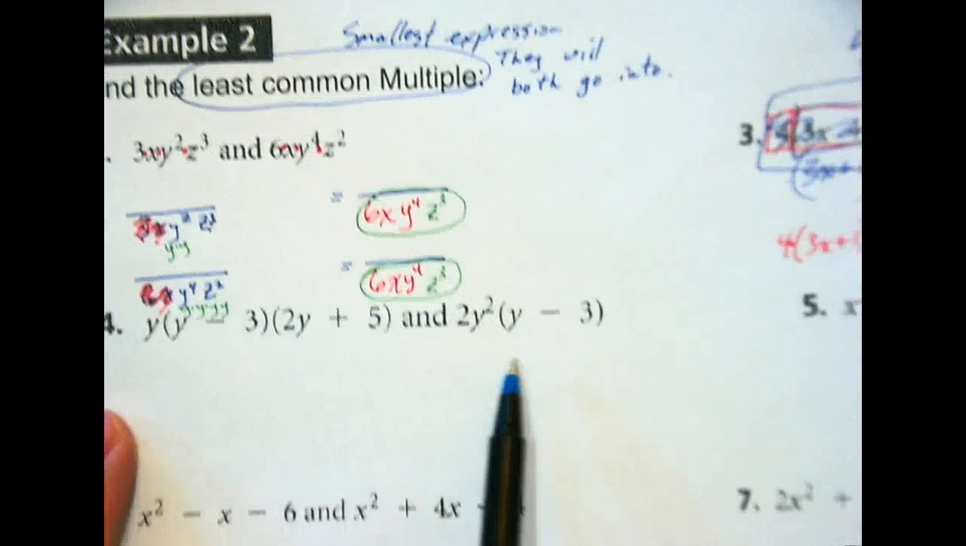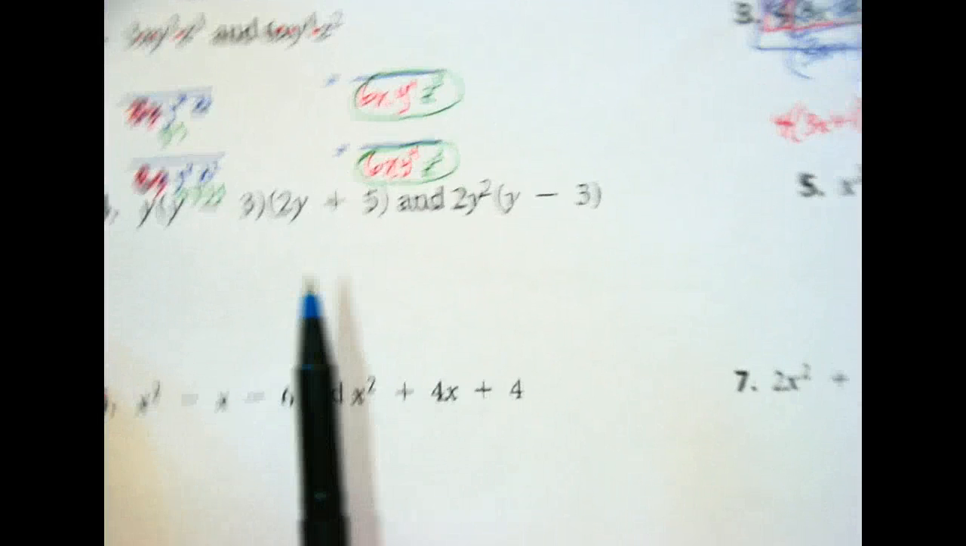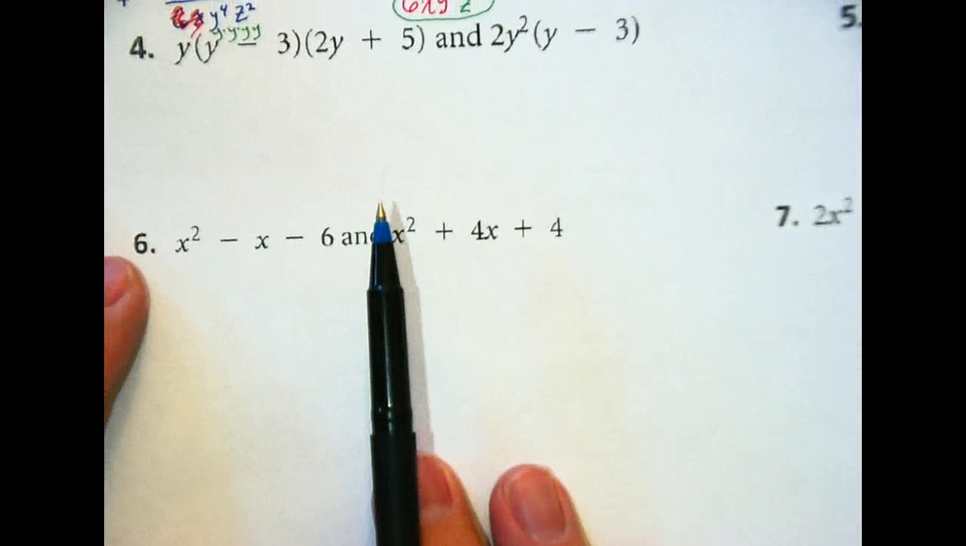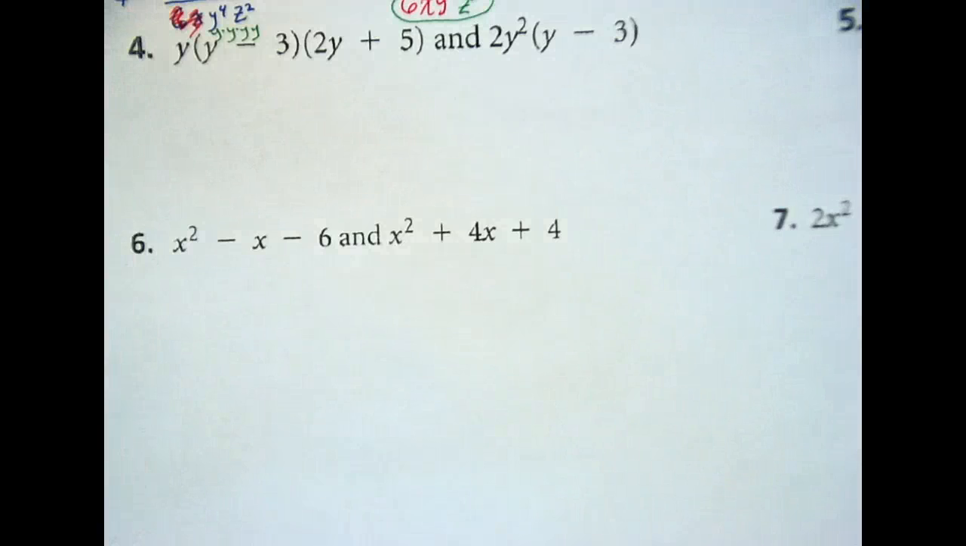Okay, guys, this is the least common denominator. Let's do this one right here. Okay? Try number 4. I think some of you are working your way around in a circle there. Okay, try number 4.